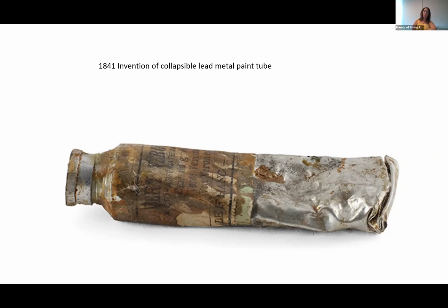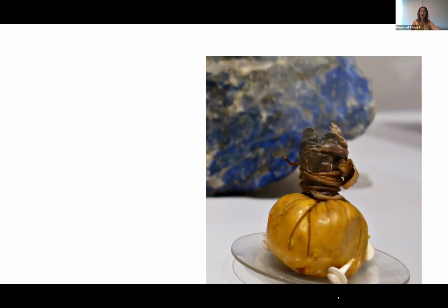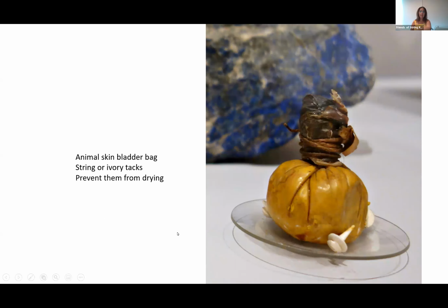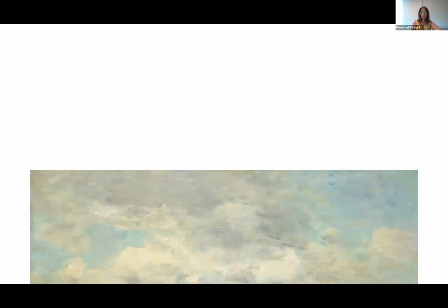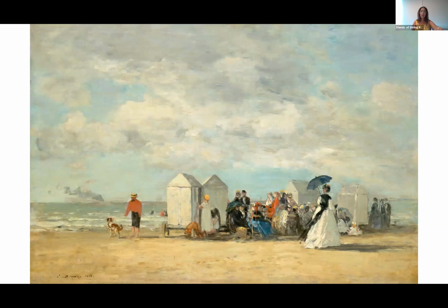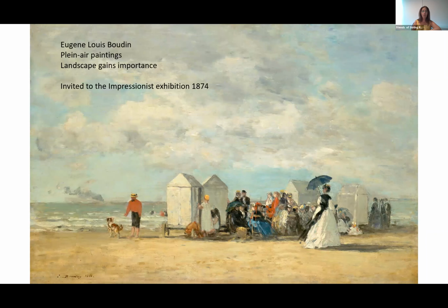there was another huge invention, the invention of the collapsible lead metal paint tube. Before that, it was not as easy to travel with paint because they had to use something like this, an animal skin bladder bag. They had to grind their pigments. Then, of course, they would dry up very easily. So here we have the example of something new that allows them to bring their paints with them and to go outside to paint en plein air, like Boudin would do.